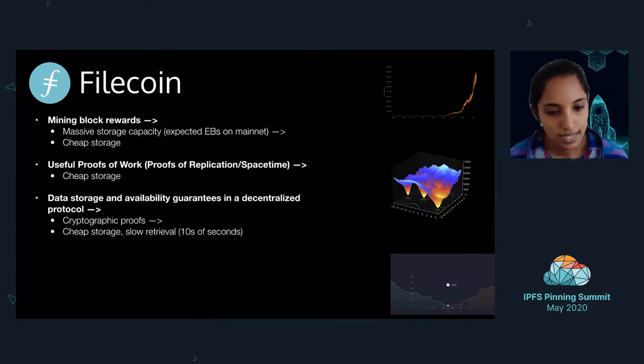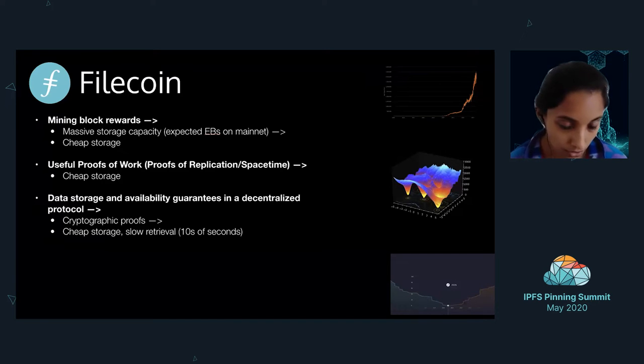So the next one is, because we want Filecoin to be a decentralized protocol that has really clear data storage and availability guarantees, this is the reason why we've used cryptographic proofs like proofs of replication and spacetime. But it's a property of these cryptographic proofs that while they allow participants in the system to store network really cheaply, retrieval on the network is comparably slow.